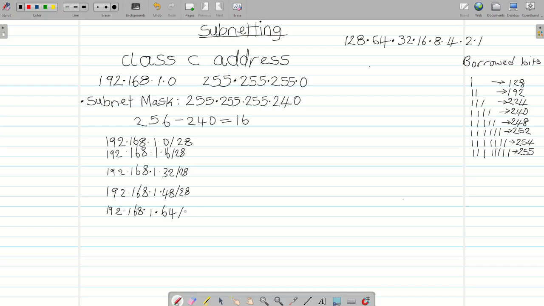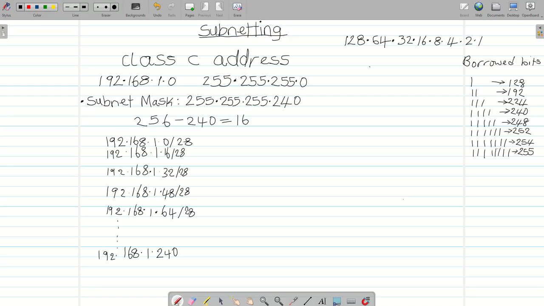Okay, and this will come down till you get 192.168.1.240. So when you arrive there, that's where you stop.